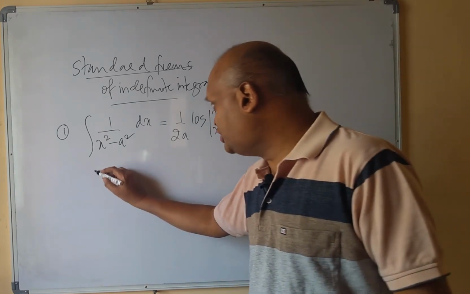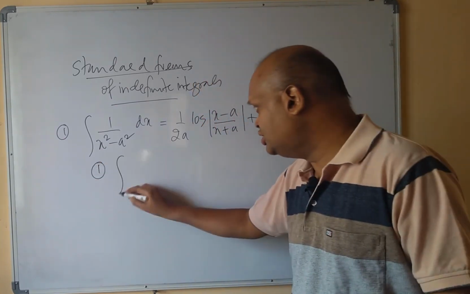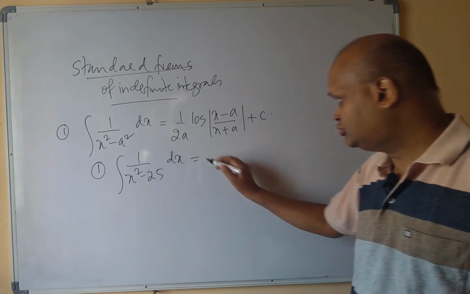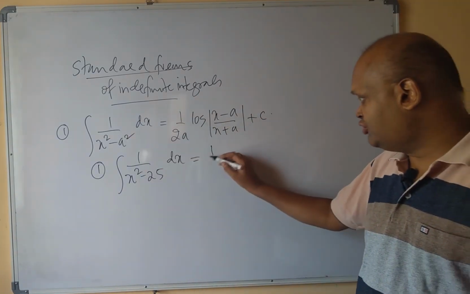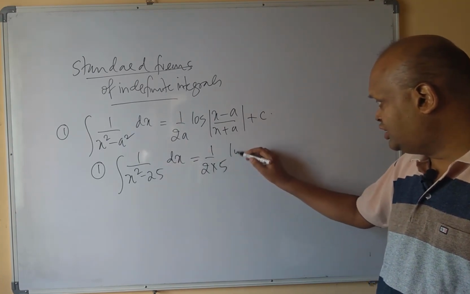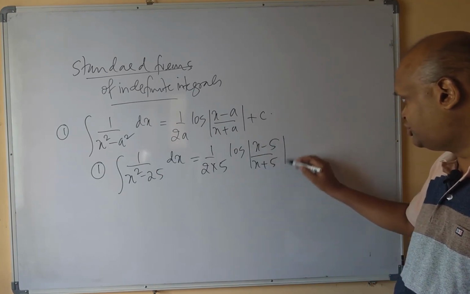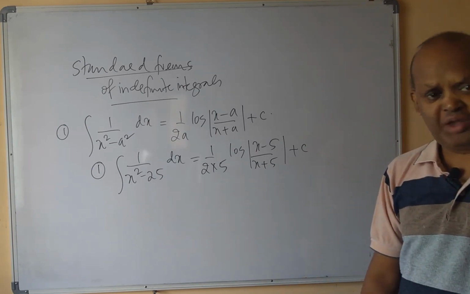I am going to discuss problems related to this. First simple problem: 1 upon x square minus 25 dx. So a square is 25, so a is 5. So 1 by 2 into 5 log of (x minus 5) upon (x plus 5) plus c. So this is just a simple concept I have taken.